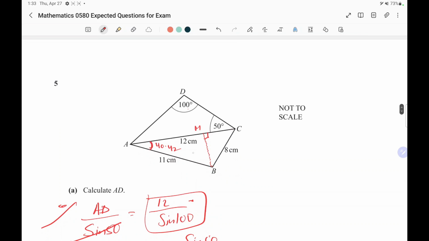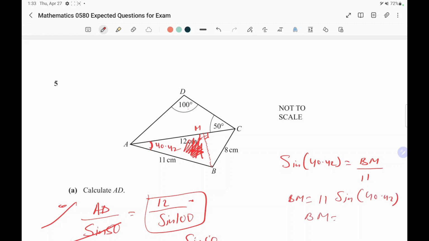Now, according to this triangle, we need to find the opposite, and the hypotenuse is already available. So if I apply sine of 40.42 in this triangle, sine is opposite over hypotenuse. The opposite I am going to write as BM, and the hypotenuse is the side opposite to 90 degrees. That's 11. So BM is 11 times sine of 40.42.